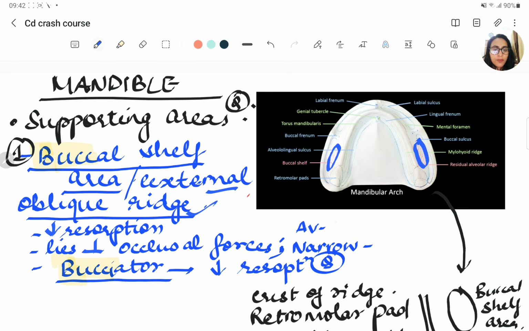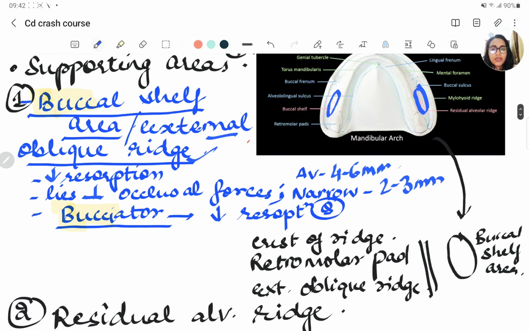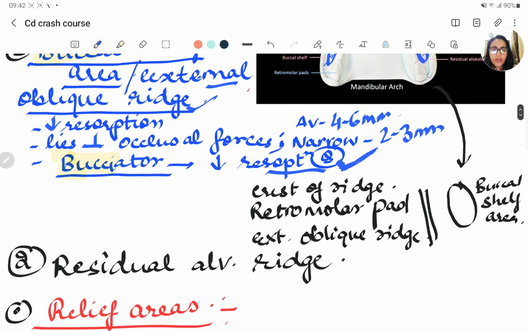So average buccal shelf area is 4 to 6 millimeters in a normal individual. If the buccal shelf area is narrow, in case of a resorbed ridge, sometimes we see the buccal shelf area is very small. In that case, it is going to be 2 to 3 millimeters. Again, can be asked in question. So buccinator is going to reduce the resorption, and that is the reason there is reduced resorption in case of a buccal shelf area.